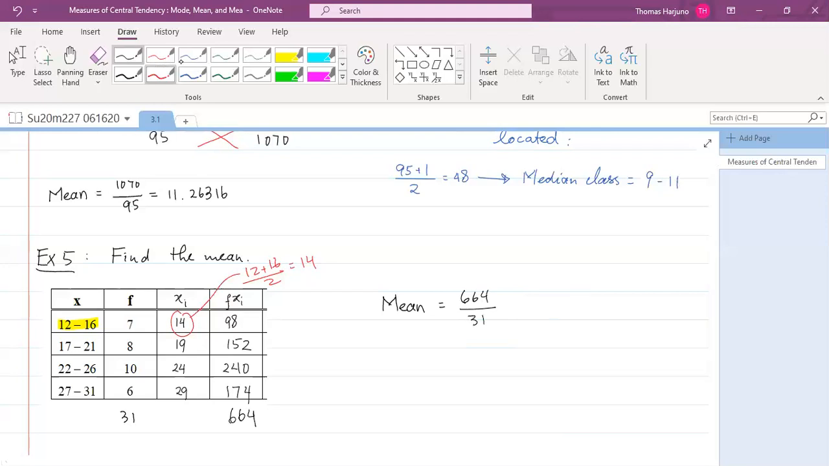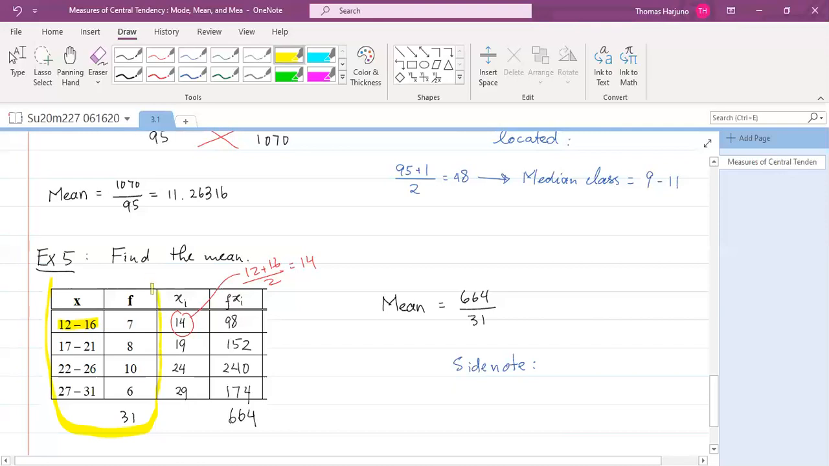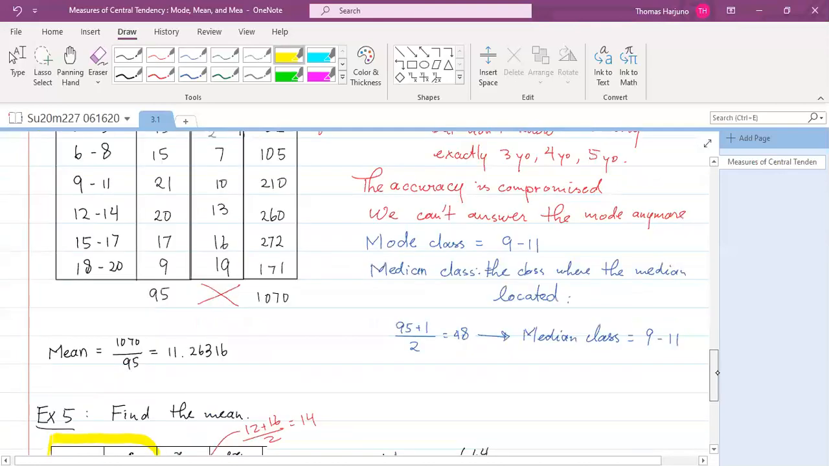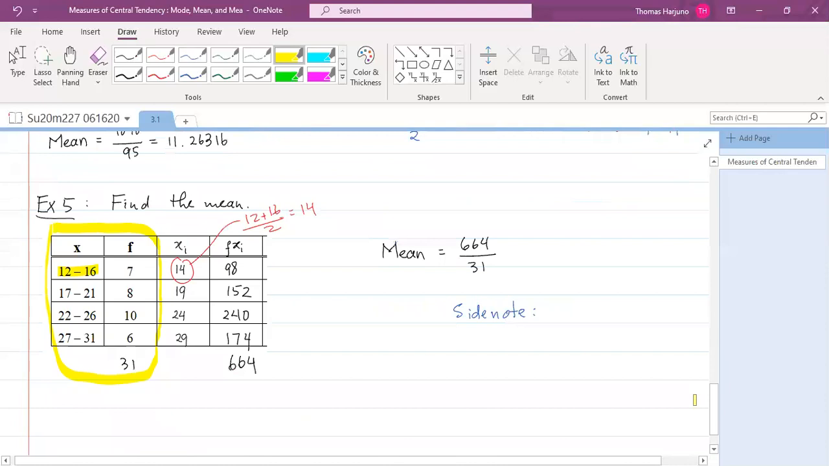Now, let me put a side note here. I anticipate that when you go to work later on, or you go to a higher level and you need to do some statistical analysis, very likely you start with this frequency distribution, either this type, the grouped data interval, or this type, the grouped data single point. Of course, you can just use your regular calculator to compute this, but I strongly suggest you find out how to use Excel, a spreadsheet.